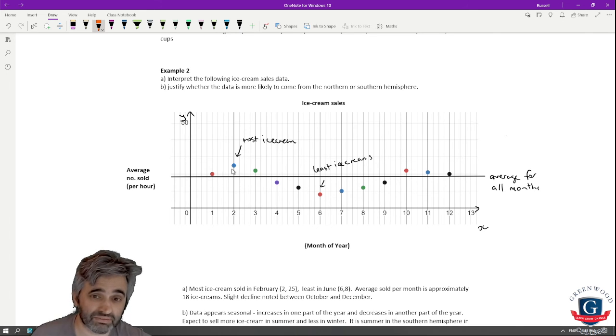So let's have a look. If that's where we have the most ice cream and that's where we have the least, if we need to justify whether the data comes from the northern or southern hemisphere, we need to think when it's hottest. And in the southern hemisphere where we live, it's hottest in February and it's coldest in June. So this data here would most likely be from the southern hemisphere.